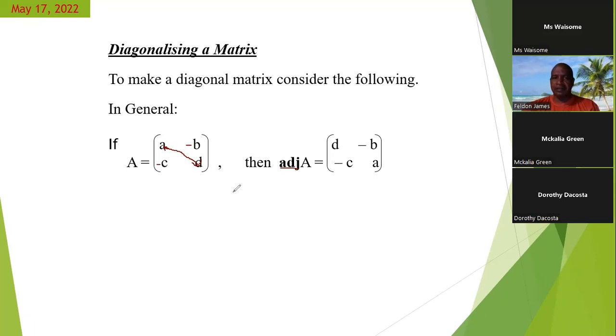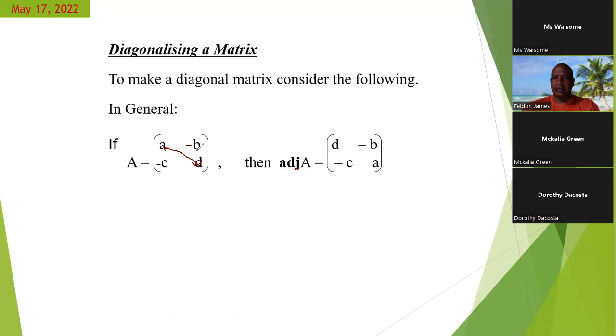Go ahead, Mr. Isom. Oh, sorry, I was about to ask you how you get the negative C and the negative B. So you said once we're doing the interchange, the bottom left and the top right signs would always change. Right, and it has to be those elements. So diagonal elements are interchanged and the signs of the other elements are changed to their opposite.